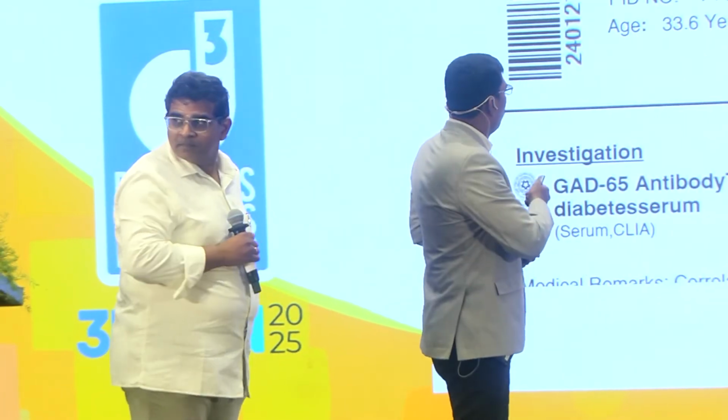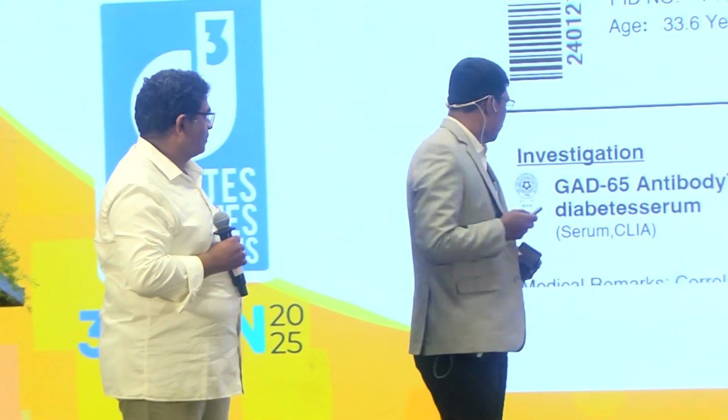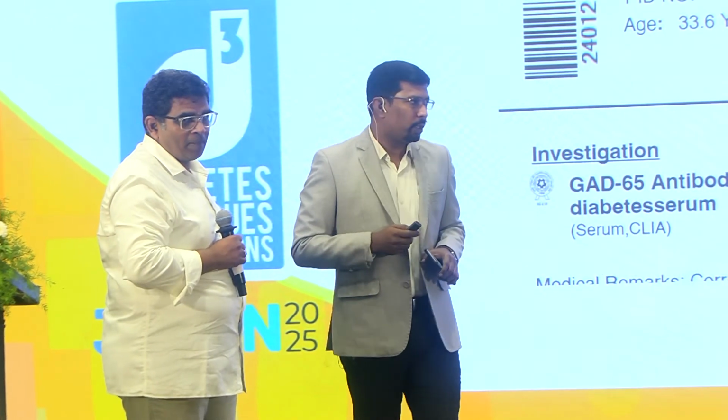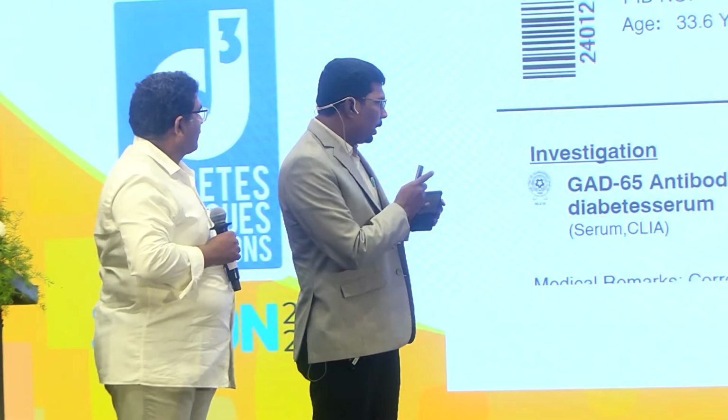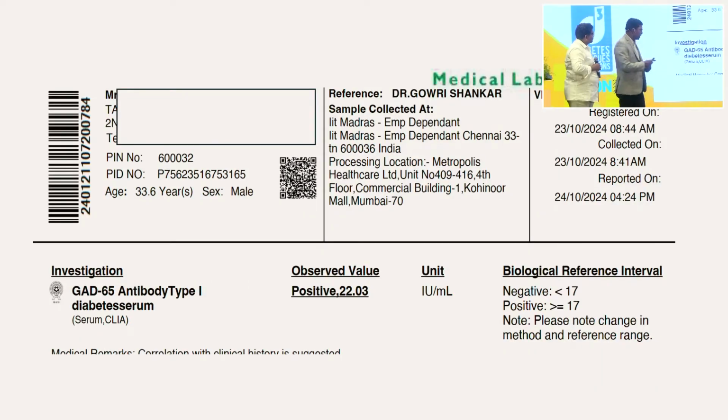Again, when the GAD65 antibody was done for this particular patient, the negative value should be less than 17, but you can see the value is positive, 22.03. So we have a good C-peptide response. That means the insulin response is there, the beta cell is responding, but the antibody is actually positive here.